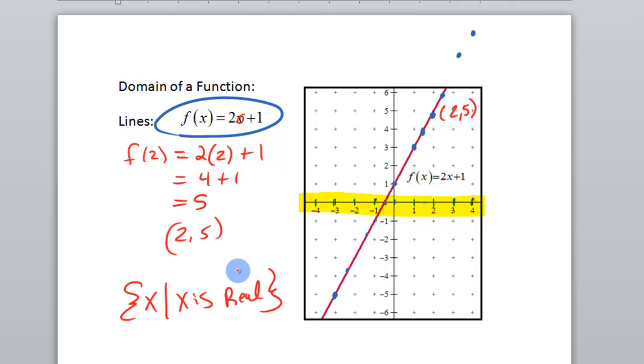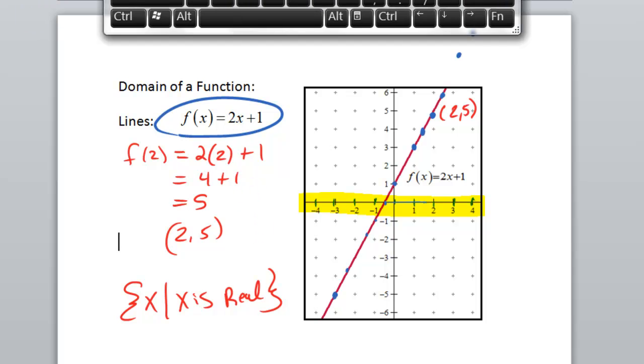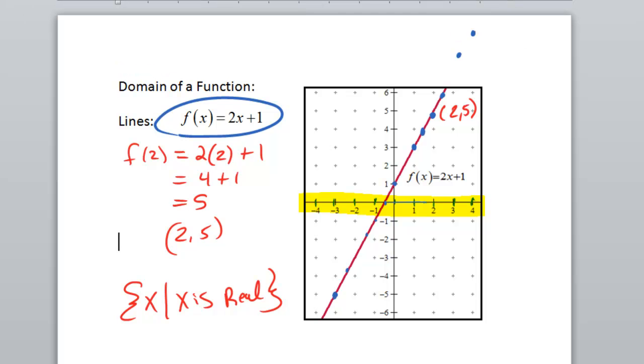I think that's about it for this one. So there are no problems. That's what I mean when I say there are no problems with any number, because you can multiply it by 2 and add 1 and get out another number. So there's no problems with this function, and there's no problems with any line. Every line will always be all real numbers except if it's a vertical line, right? Because it's not even a function. Okay, moving on.